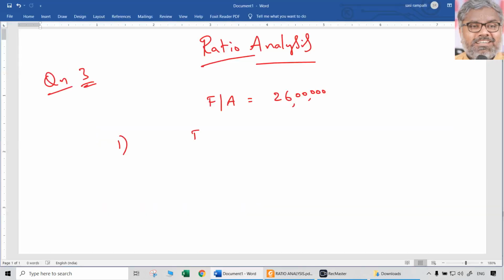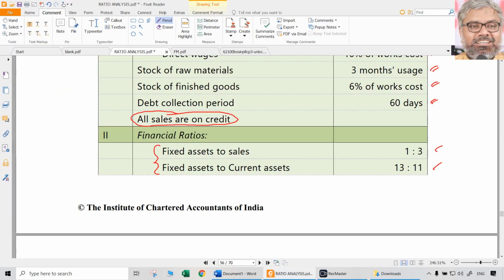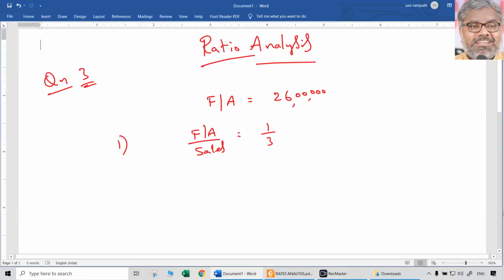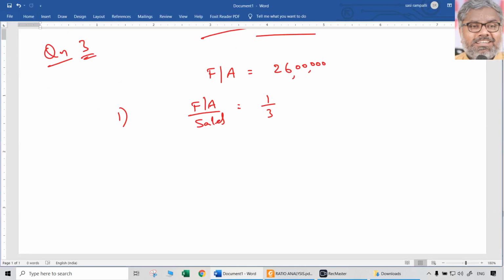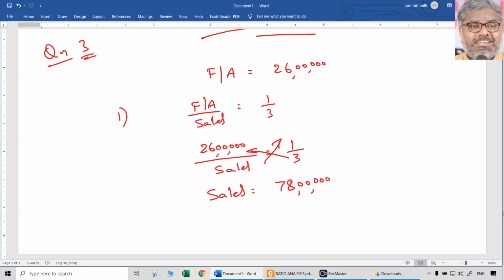Fixed assets to sales is equal to 1 divided by 3. Write it exactly the same way as it is given; that will be easier without any confusion. Then substitute what you know: 26 lakhs divided by sales is equal to 1 divided by 3. Naturally, how much will be sales? When sales goes to this side, this goes to that side. That is called cross multiplication. You should simply know that. So sales will be 26 lakhs multiplied by 3, that means 78 lakhs rupees.